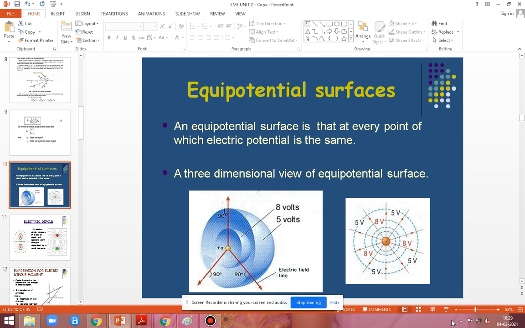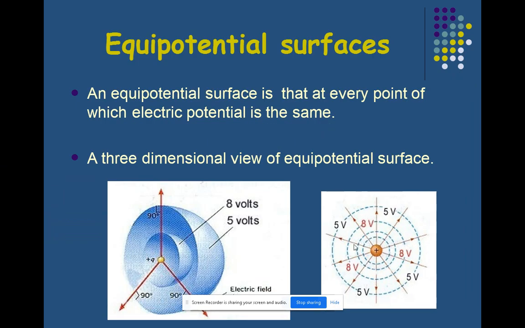The next topic we are going to see is equipotential surface. How is the potential equally placed on the surface? This means we place the same electric potential for all the points on the surface. That will be called an equipotential surface. Look at the diagram. Here they have given the three-dimensional view of an equipotential surface, with the electric potential given equally at the same angle.